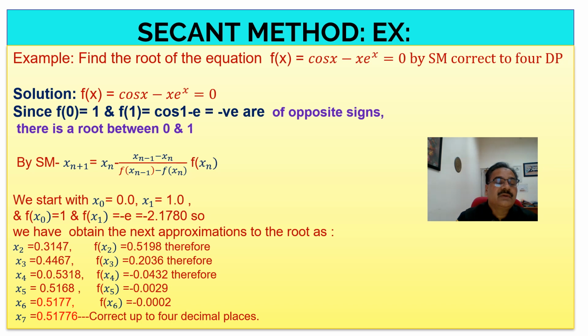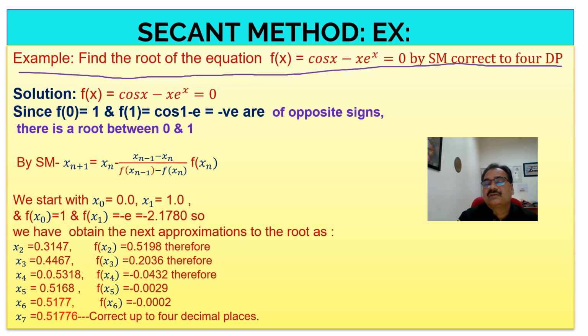In this way, now let us look at the problem. This is the problem I have chosen to discuss here: cosine x minus x e power x is equal to 0. First of all, you have to check where the root is lying. Here f of 0 is 1, f of 1 is negative, so the root is lying between 0 and 1. Then you know this formula: x n plus 1 is equal to x n minus f of x n times x n minus x n minus 1, divided by f of x n minus f of x n minus 1.